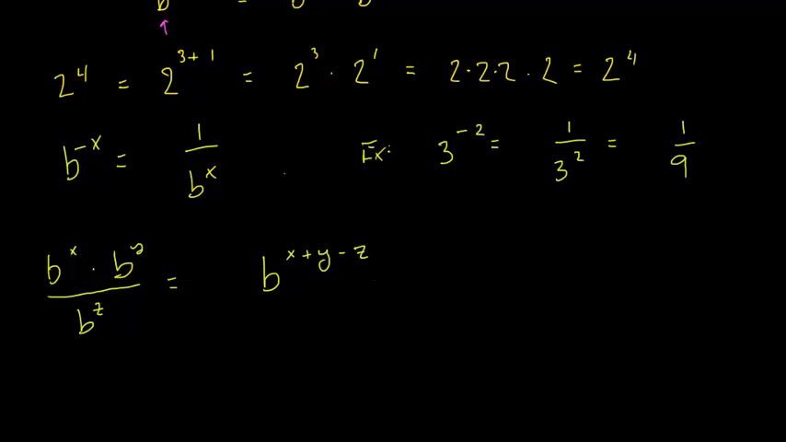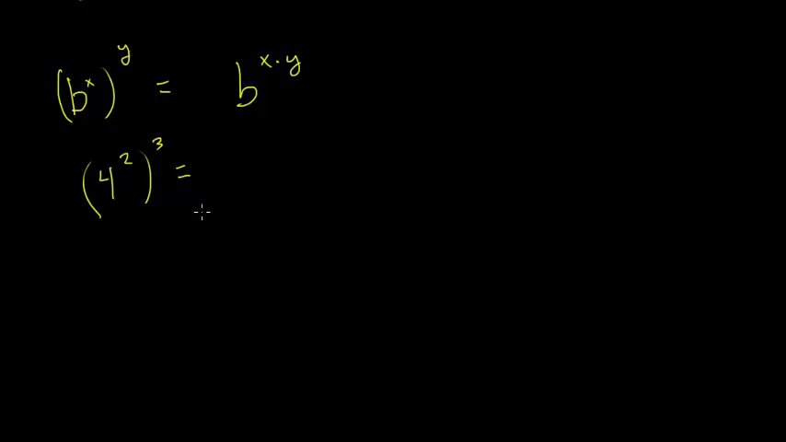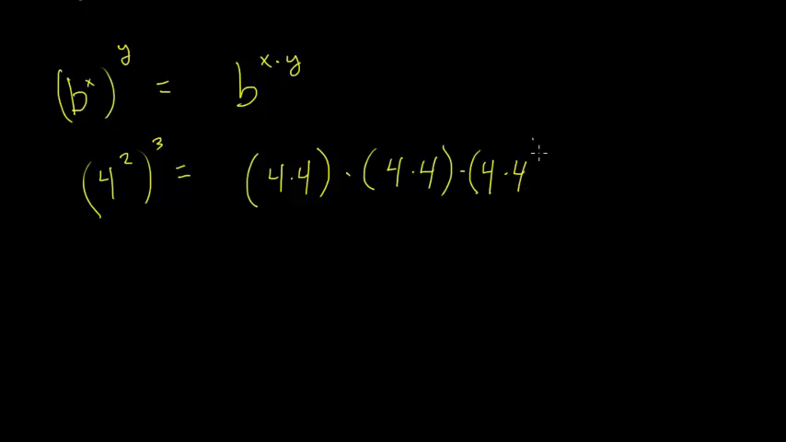Alright, the next property I want to talk about is if we take b to the x and then we raise the whole thing to the y, that's the same thing as b to the x times y. So the easiest way to see this is again through an example. If we take, say, 4 squared and then cube the whole thing, I multiply it by itself 3 times. There's 4 squared, and then 3 of them multiplied together gives me that 4 squared cubed.